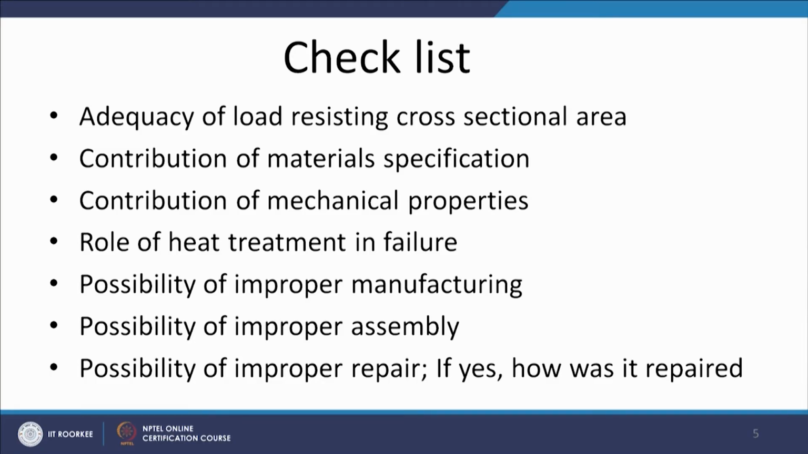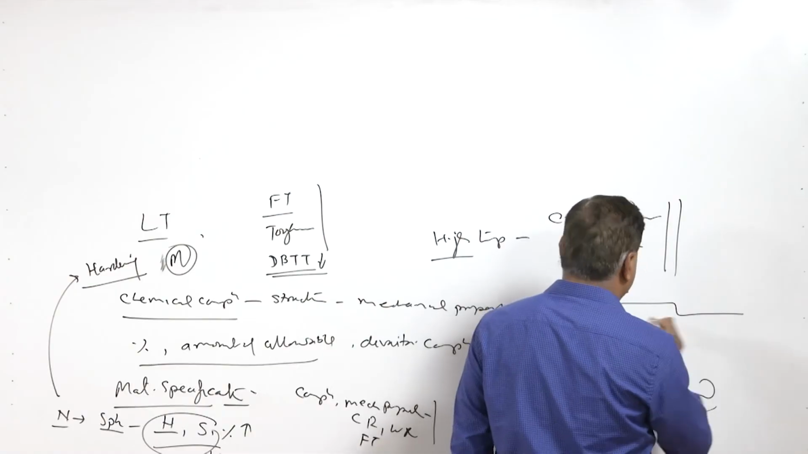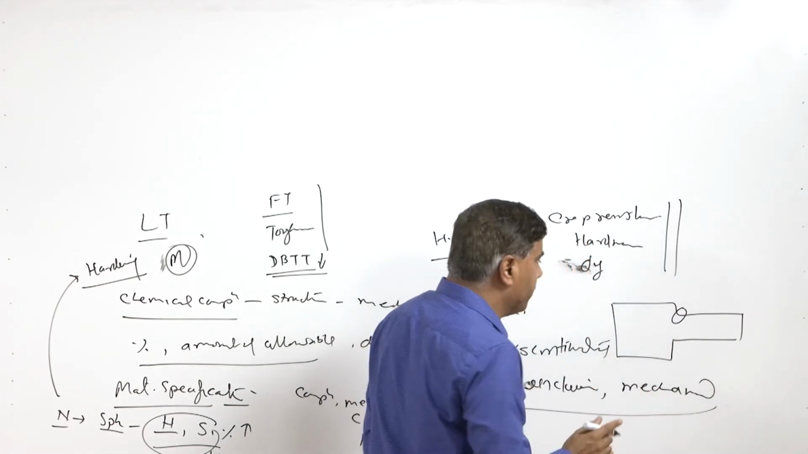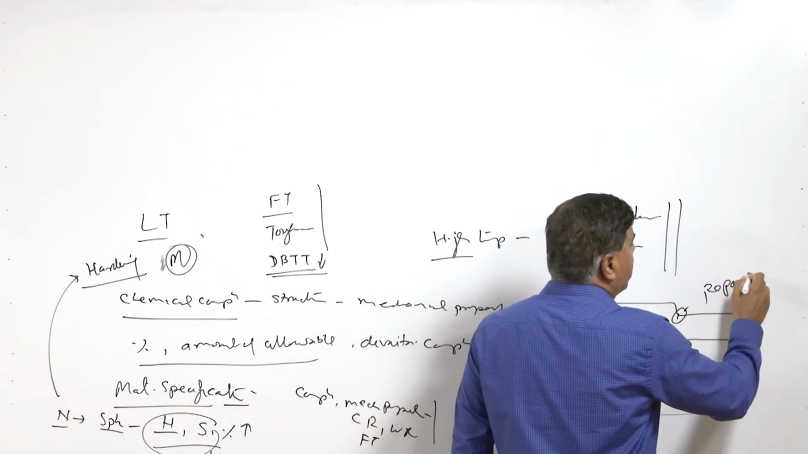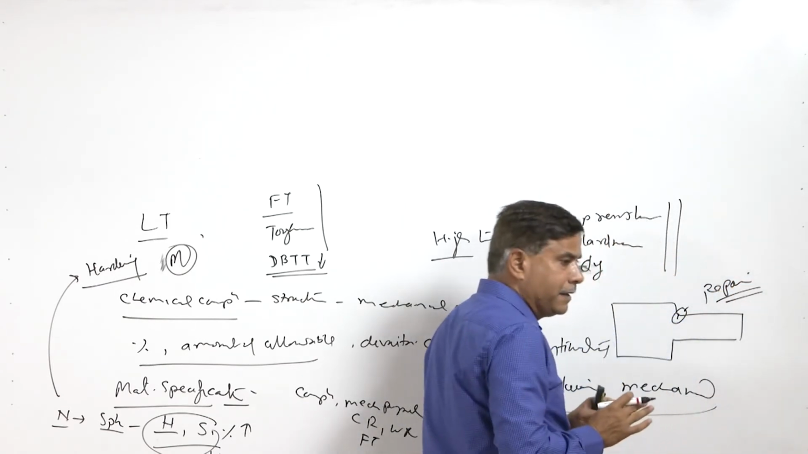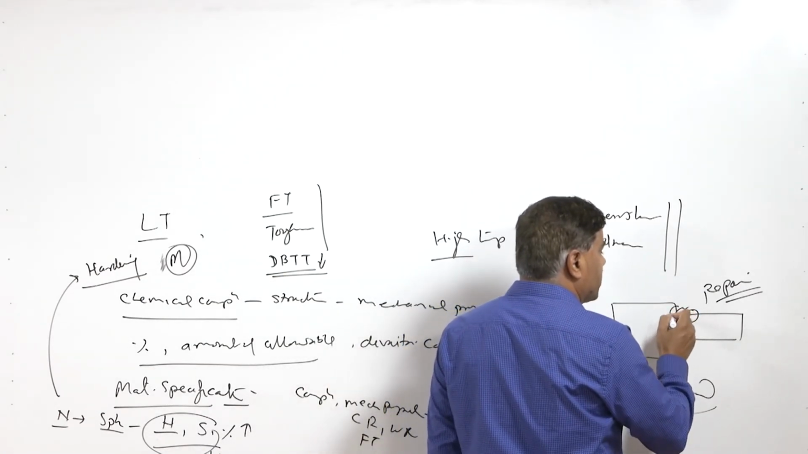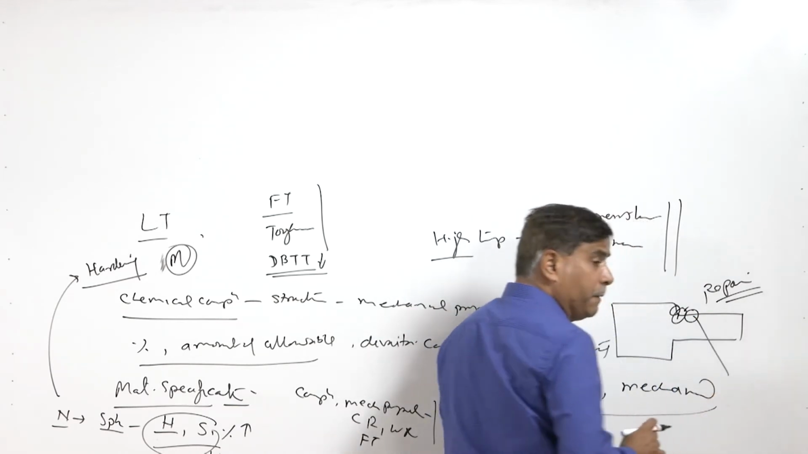Then it is also important to consider if the failed component has been subjected to any recent repairs. Sometimes, if a component has shown some kind of crack during service, it is obvious that it will be repaired. So, if the crack has been there and it is repaired, the repair procedure has to be developed properly, and if the repair procedure is not proper, then it will lead to additional stress raisers, additional discontinuities, which can further be a source of failure.